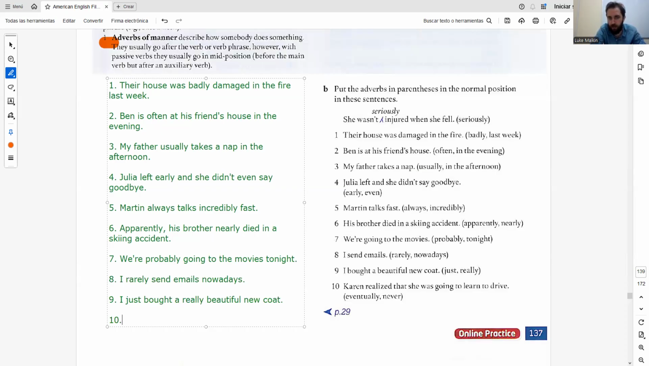And number 10, Karen realized she was going to learn to drive. Eventually is a comment adjective. Let's start with that. Eventually, she realized that she was never going to learn to drive. Never goes after the verb to be: was never going to learn to drive. Okay, hopefully that's clear. We are going to finish there for today.